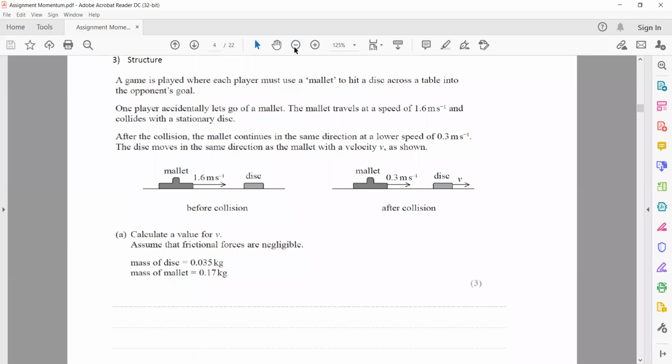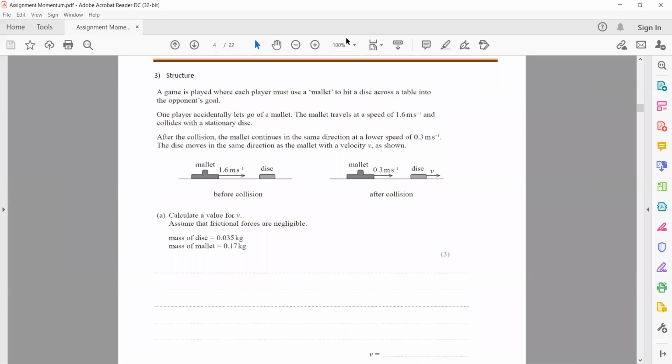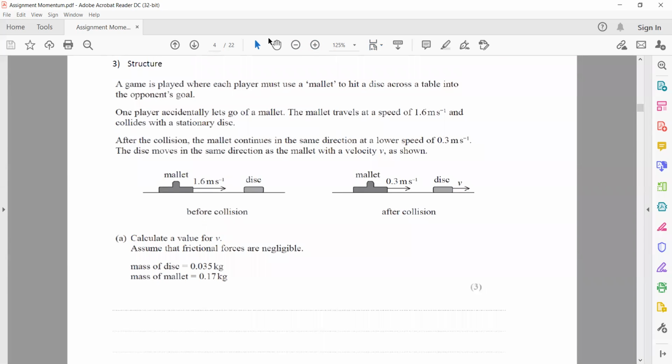Calculate v. So how can we calculate v? According to conservation of momentum, the total momentum before collision, the sum of momentum before collision, is equal to the momentum after collision.